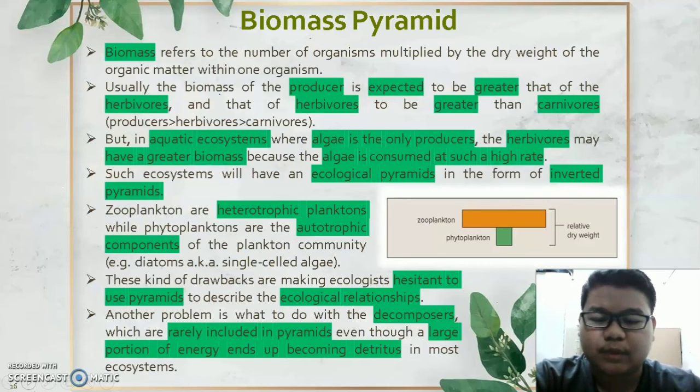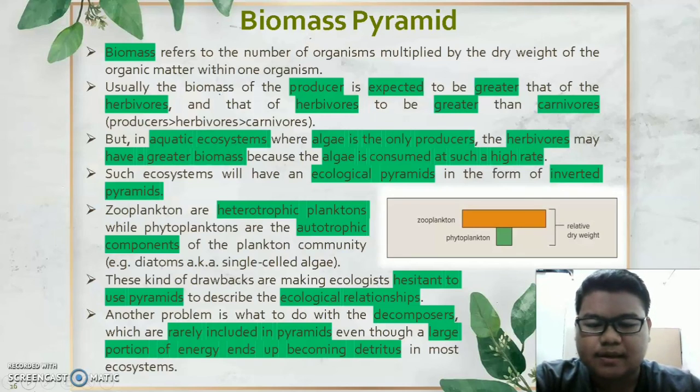Another problem is what to do with the decomposers. Like we said earlier, some examples of decomposers are mushrooms, which are rarely included in pyramids, even though a large portion of energy ends up becoming detritus in most ecosystems.